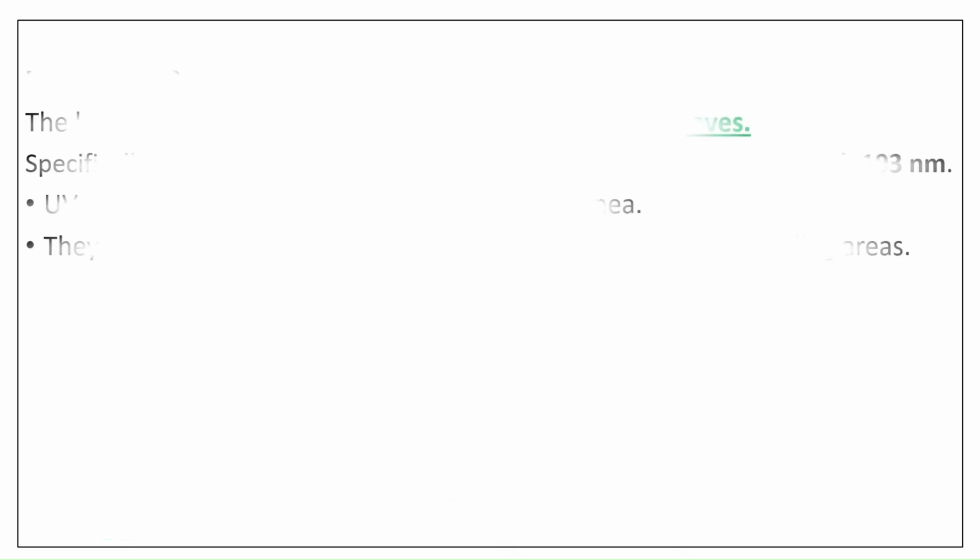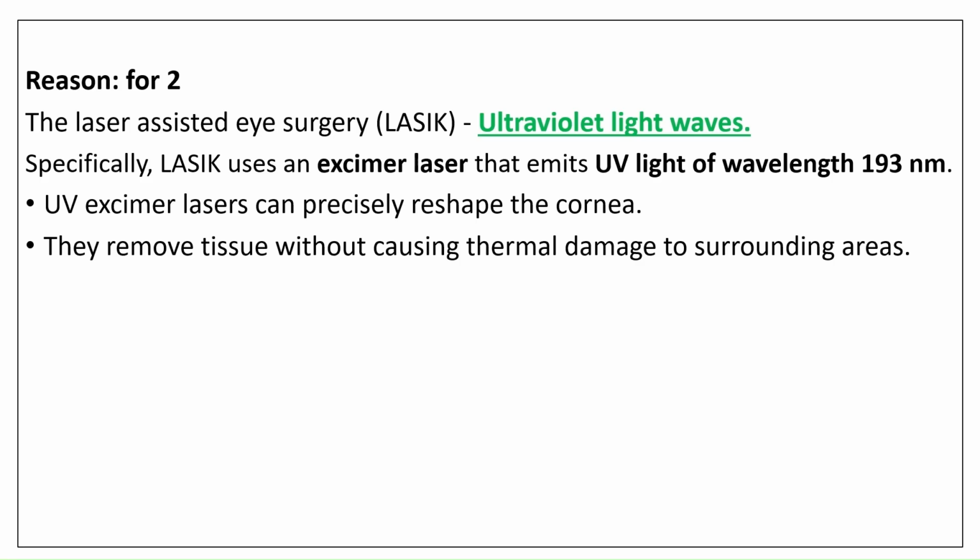And for 2. The laser-assisted eye surgery. Specifically, LASIK uses an excimer laser that emits UV light of wavelength 193 nanometers. UV excimer lasers can precisely reshape the cornea. They remove tissue without causing thermal damage to surrounding areas.